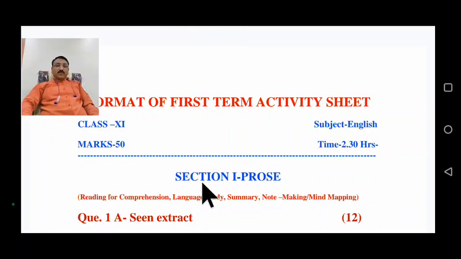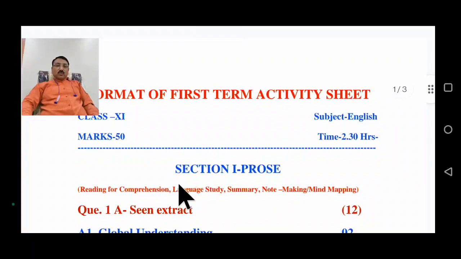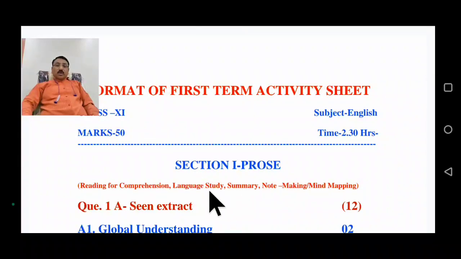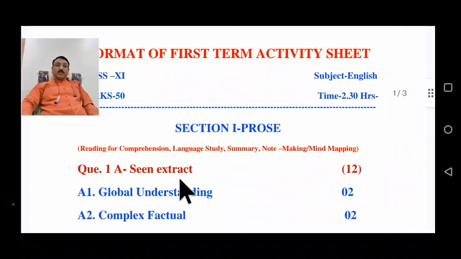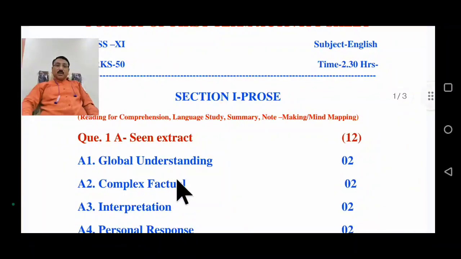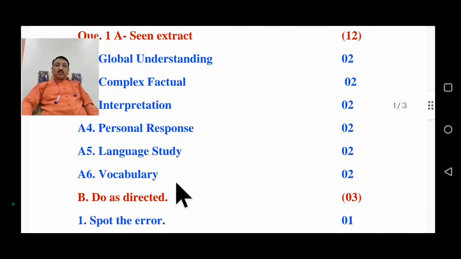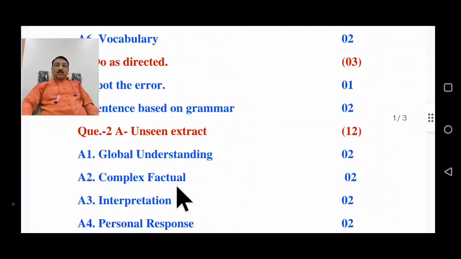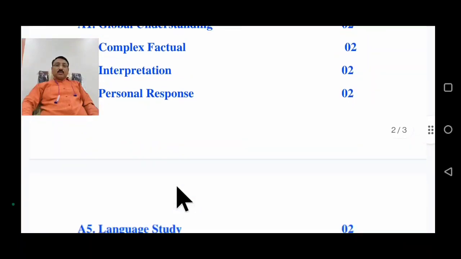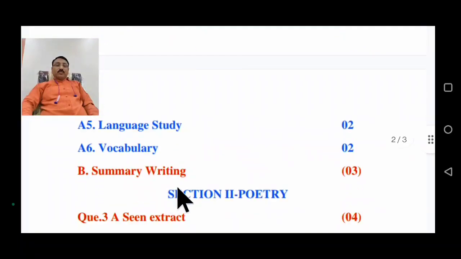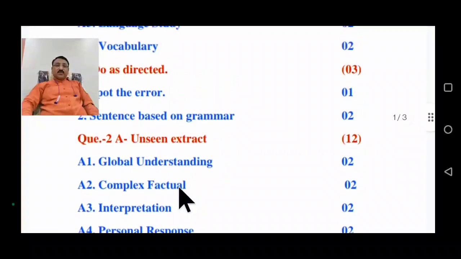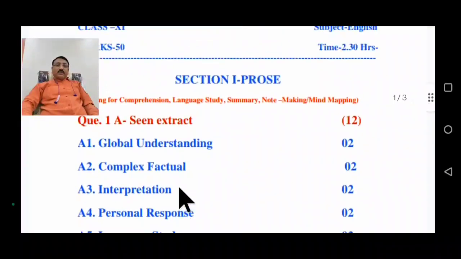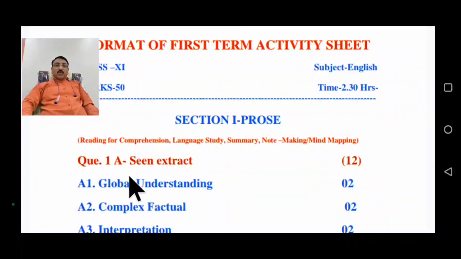So, 4 sections. The first section, which is entitled the prose section, will have 2 questions: question number 1A, question number 1B, then question number 2A, and again question number 2B. Let us discuss first of all the activities given in question number 1A.